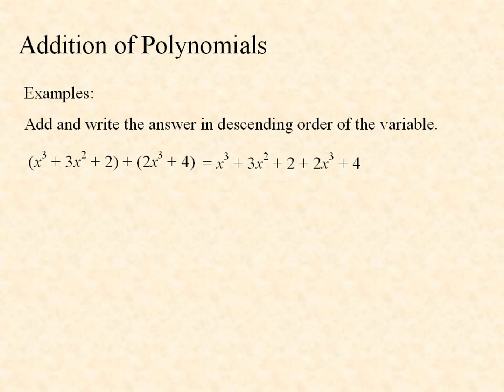The x thirds are like terms, they can be added. So when we add the x thirds, we get 3x third. The 3x squared is kind of a loner, and the 2 and the 4 add to 6. So this is nothing new. It's just like the problems we worked before, where we add like terms.